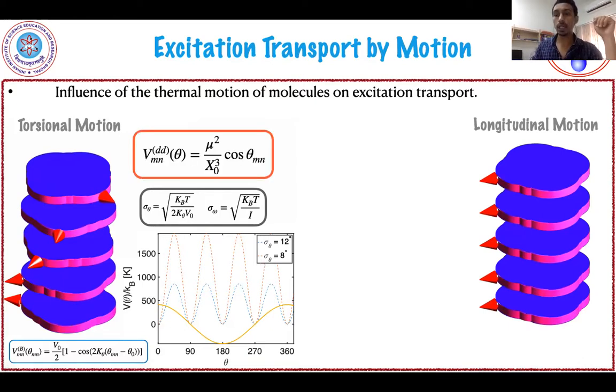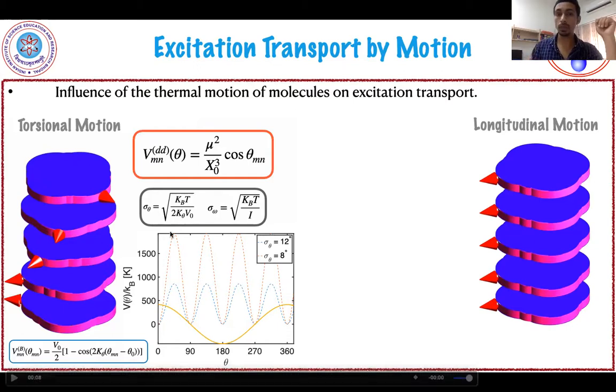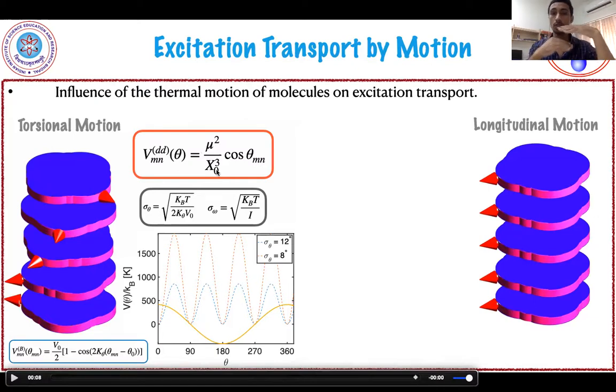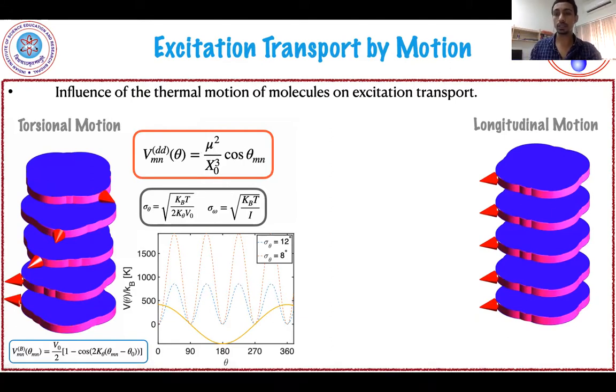And the dipole-dipole interaction now will have this form. You see X0 is the equilibrium separation between the monomers. That is fixed now. Mu is the transition dipole moment. That is taken the same for all the molecules. And theta mn is the angular separation.